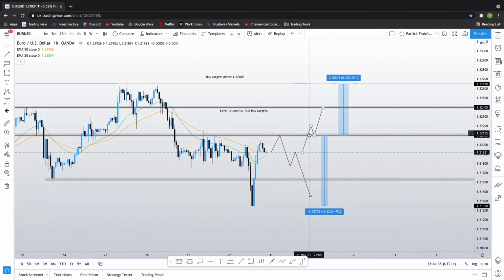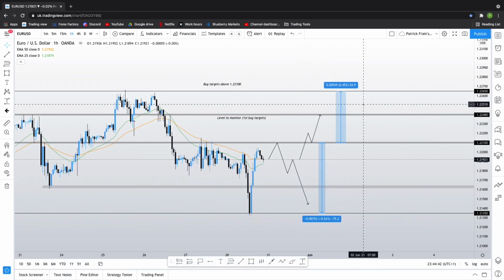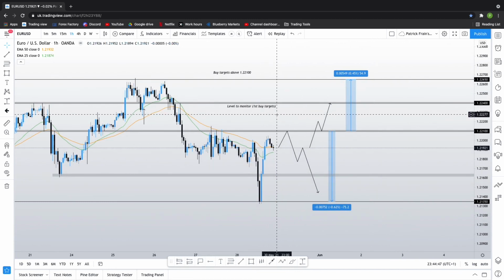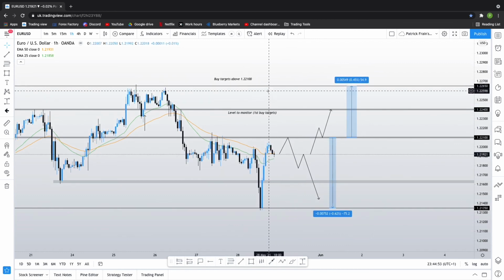However, if we do break above this level, I will be looking for a break and retest of 1.22100 with buy targets up at 1.22650, which is around 55 pips. As mentioned, we do have this level to monitor at 1.22400, which will be our first buy target, and then as mentioned, second targets back up to the highs.